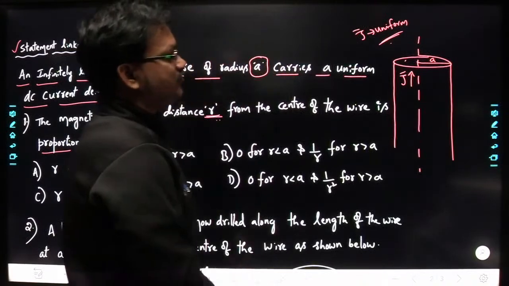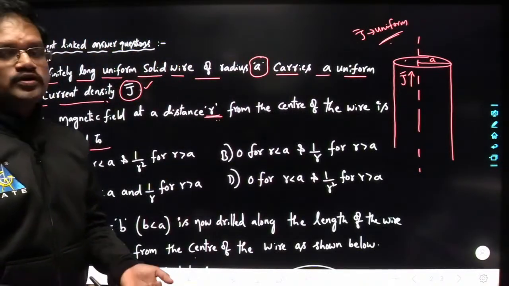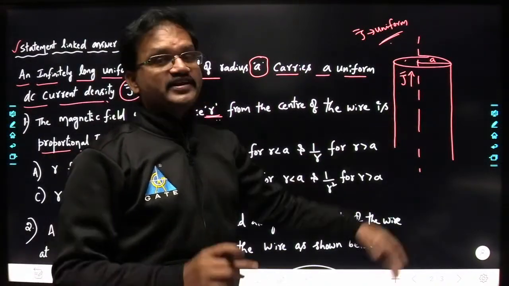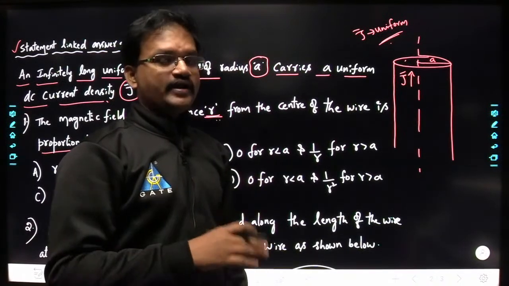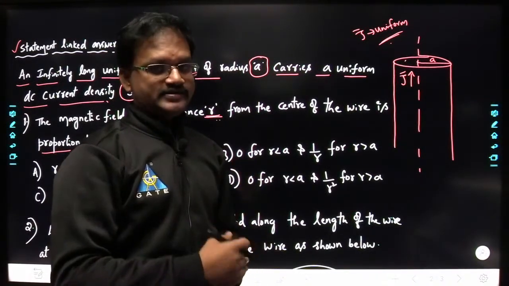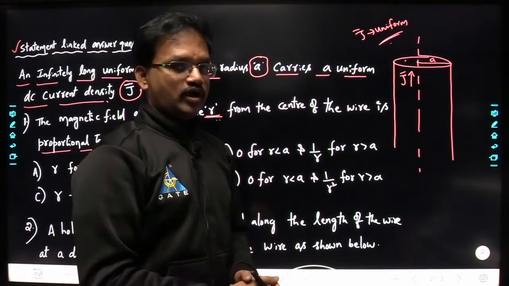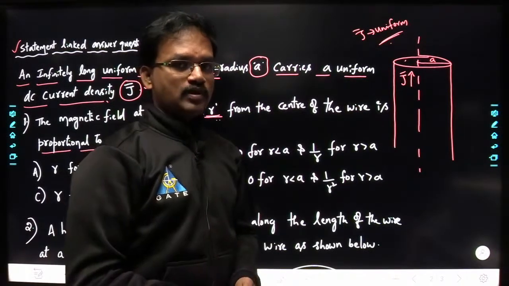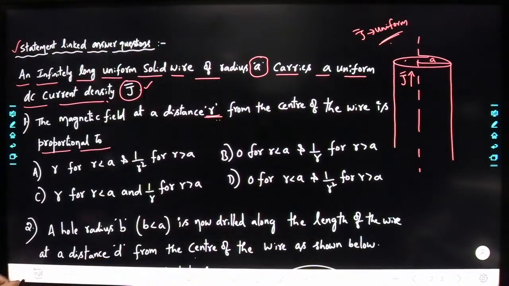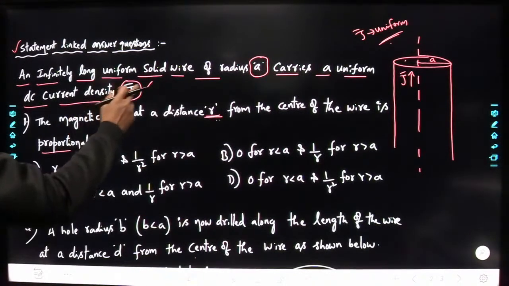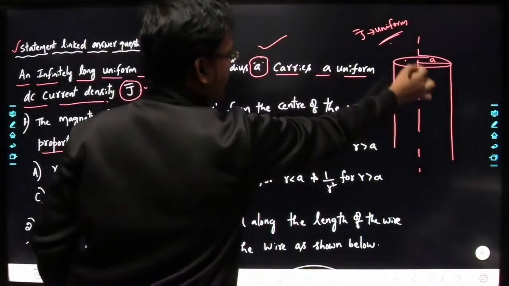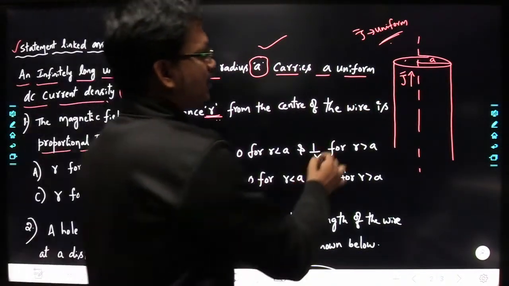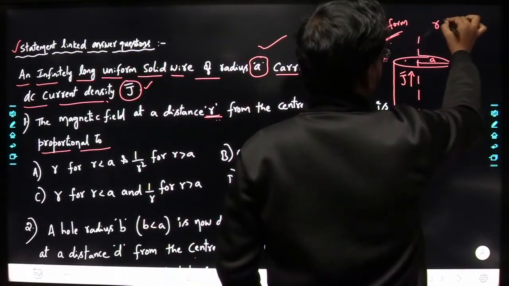In the last class itself, I explained how to determine the B field if you have a cylindrical wire of radius rho carrying a uniform current I. If the current I is uniform, the current density is also uniform. Now here, an infinitely long uniform solid wire of radius A carries a uniform current density of Z bar. So for R greater than A, what is the expression for the B field?